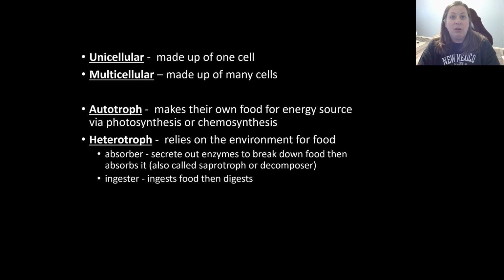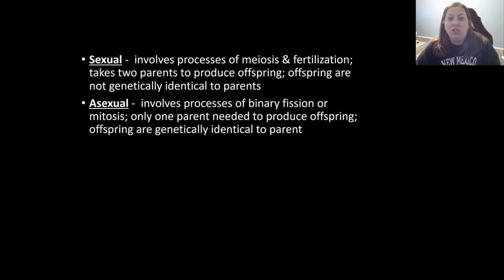Okay. And so when we look at autotrophs, autotrophs a lot of times are known as producers because they produce their own food, whereas heterotrophs are known as consumers because they have to consume or eat their food. The last set of terms I want to talk to you about are sexual versus asexual. Now, this is referring to reproduction. So when we're talking about cells and organisms, we need to look at the two forms of reproduction.